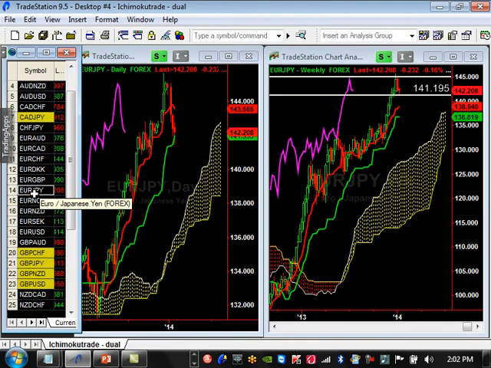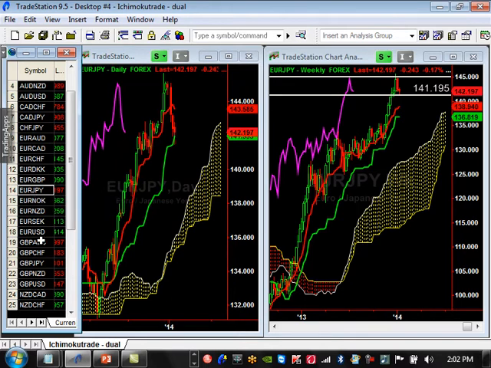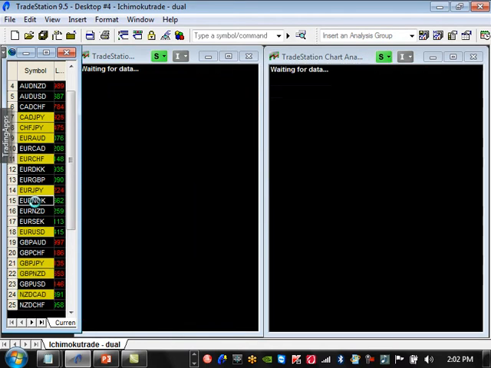Euro Yen. This is bullish trending, completely going up. It's at a minor support level right now. The major support levels are going to be at 138.94 and 136.91. So that's that one.